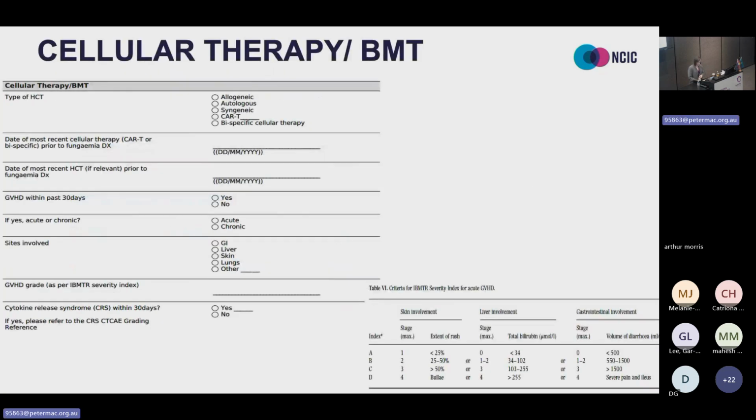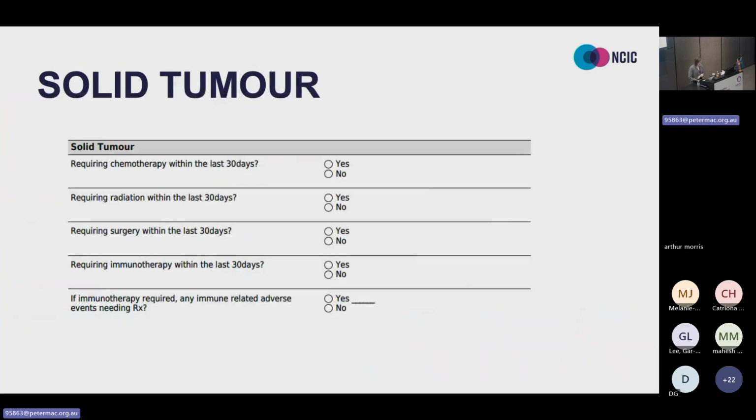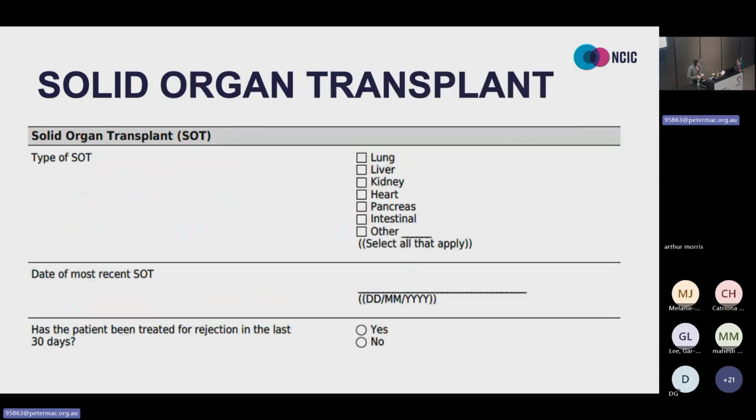Obviously, if you cannot complete this database based on the information that you have, you just don't enter it. Obviously, this is the ideal scenario, and we'll try and gather as best we can. Solid tumours are fairly straightforward, just about whether they got chemotherapy, radiation, surgery or immunotherapy within the last 30 days, and whether they had an immune-related adverse event within those 30 days which required treatment, because, of course, steroids and infliximab quite possibly risk fungal infection.